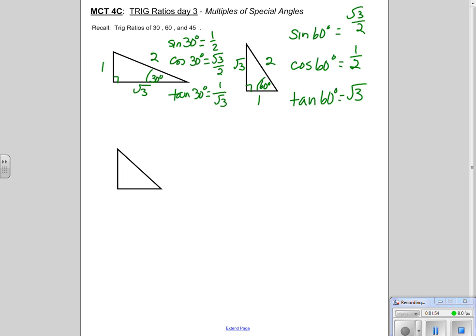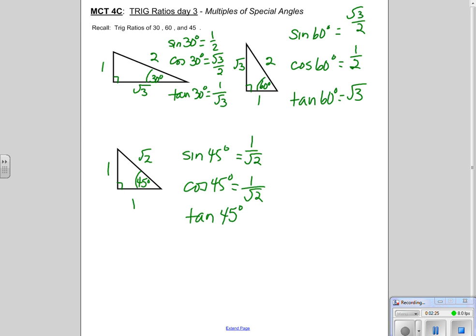The last special triangle that we looked at is a 45 degree triangle, where proportionally the sides would be 1, 1, root 2. So sine of 45 degrees is opposite over hypotenuse, which would be 1 over root 2. Cos of 45 degrees is adjacent over hypotenuse, which is also 1 over root 2. And lastly, tan of 45 degrees, opposite over adjacent, is 1 over 1, or 1.